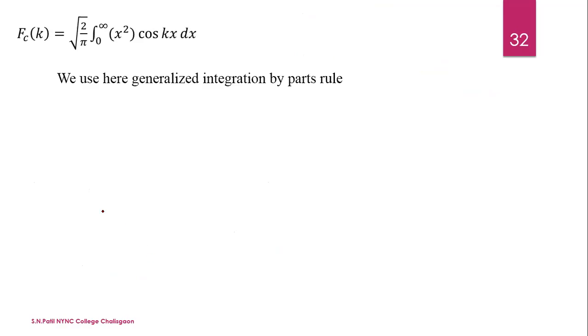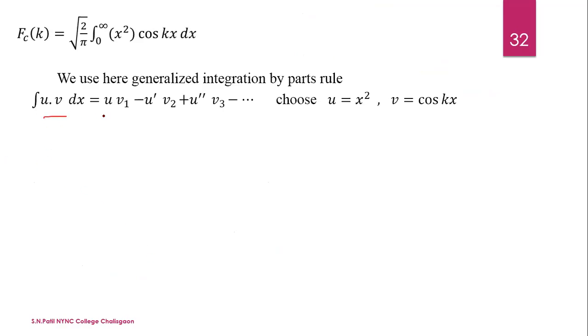Let us see what the generalized by parts rule is. The integration of u into v is equal to u as it is into integration of v, minus derivative of u into integration of v1, plus u double dash, which means derivative of u dash, into v2, which is integration of v1, minus and so on. v3 is integration of v2. Otherwise, remember the plus minus sign alternates, and the dash and suffix increase by 1; here dash indicates order of derivative and suffix indicates integration.